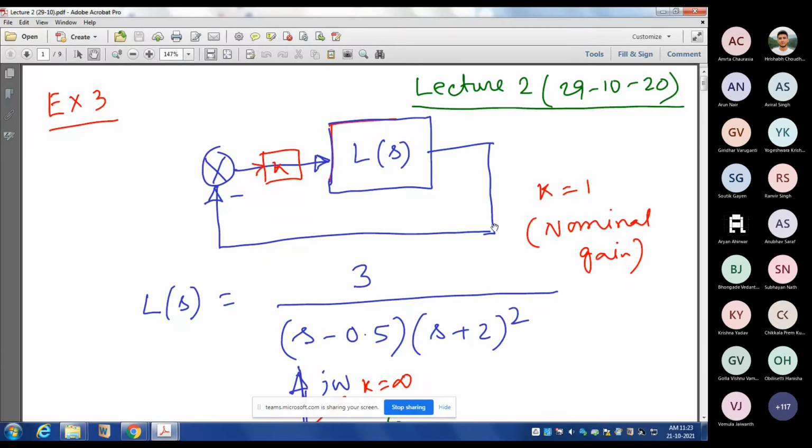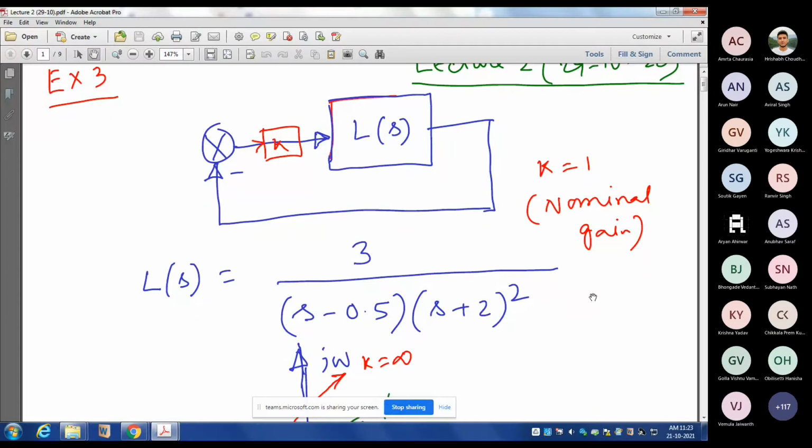Can you see this? yes. Yeah. So so here one interesting example I have considered.